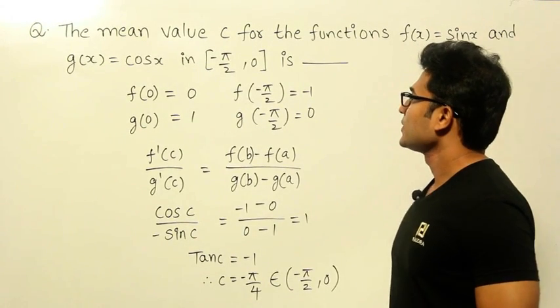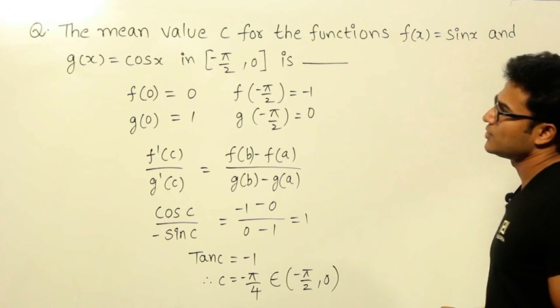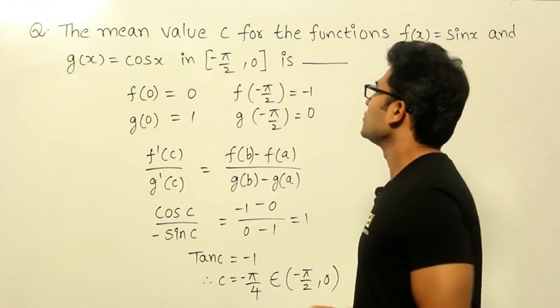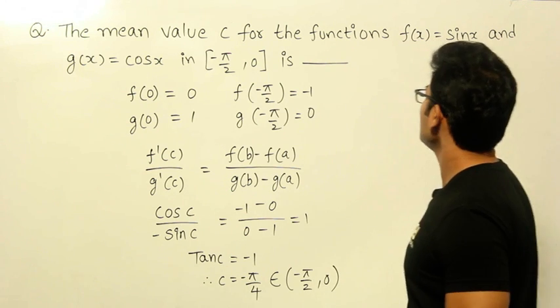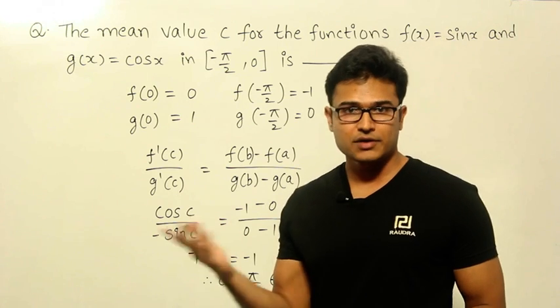Now let's see this question. The mean value C for the functions f of x equal to sin x and g of x equal to cos x in the closed interval minus pi by 2 comma 0 is. So they are talking about a closed interval minus pi by 2 comma 0, but then two functions are given. So whenever two functions are given, we should use the Cauchy theorem, right?